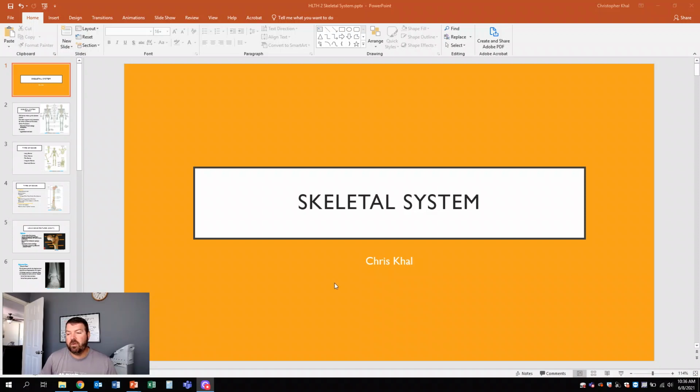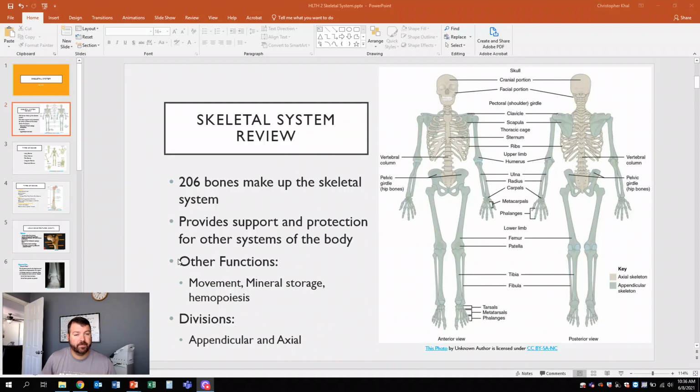Alright, so in this PowerPoint we're going to be talking about the skeletal system. The skeletal system is made up of roughly 206 bones, give or take. I say roughly just because a lot of the time those bones will fuse together as a result of development and growth. The skeletal system provides support and protection for everything in your body.